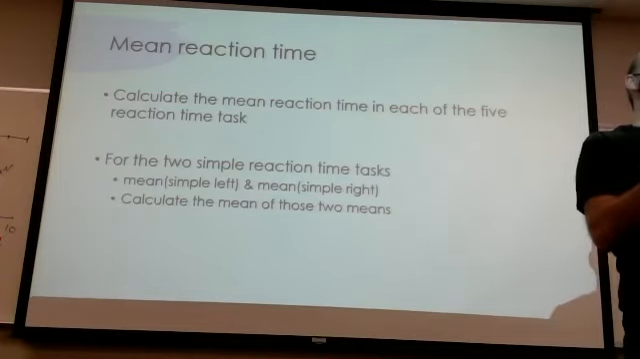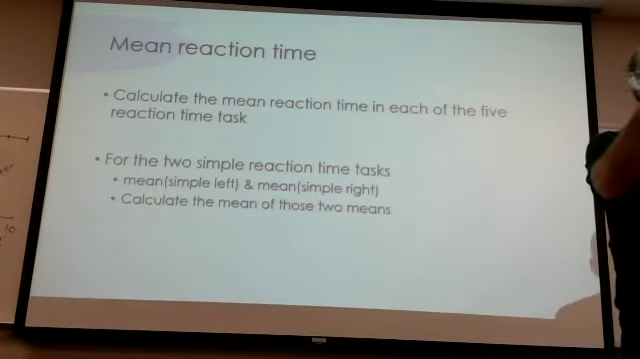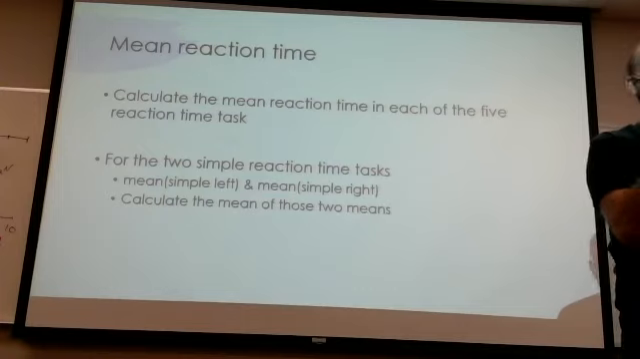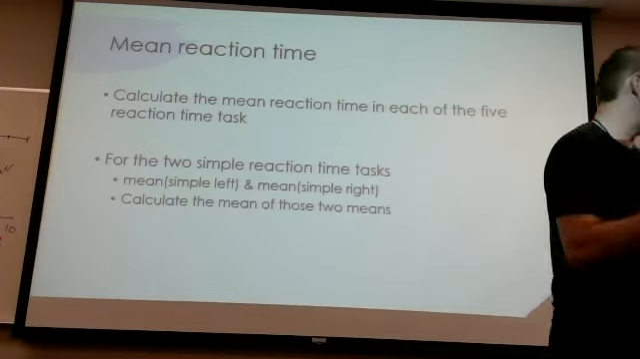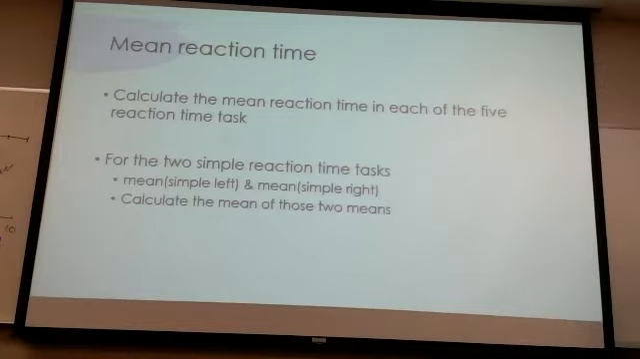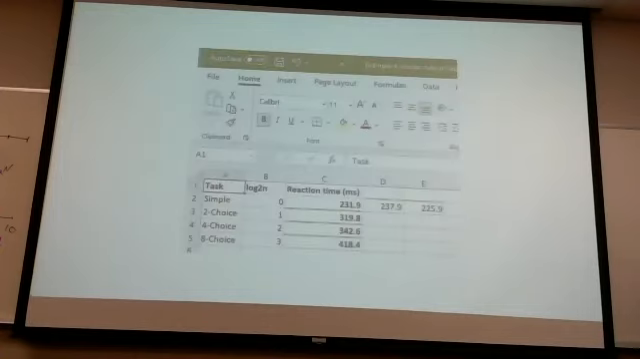So let's say it's 200 with this hand and 300 with this hand. Well, you should calculate the mean of those 2 hands, which would be 250. If it was 200, 300, 250, I think those are the numbers I gave. So you're going to end up with 4 means in the end.